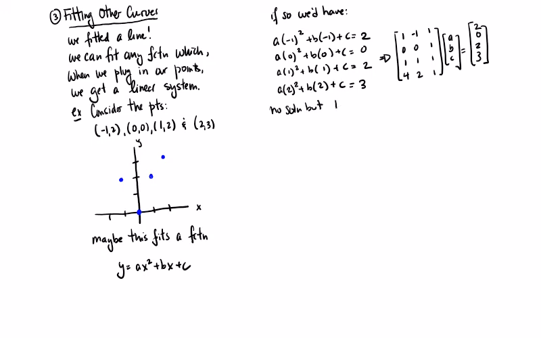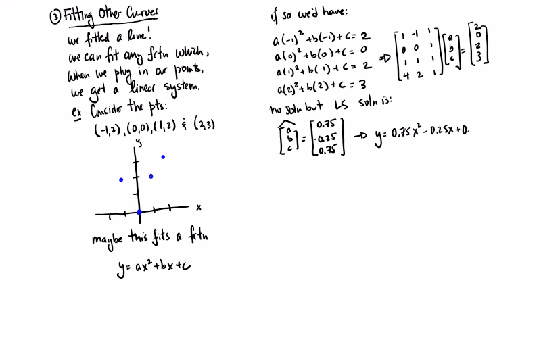But the least squares solution, if we calculate this, I'm going to skip over all the calculation, is actually pretty nice. It's 0.75, negative 0.25, and 0.75, which gives us a parabola. That's y equals a x squared plus b x plus c.